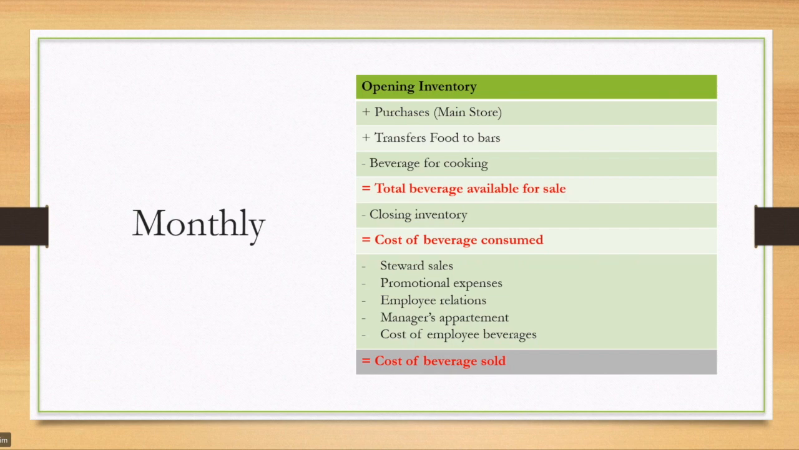So this is the same as we have had before in the food cost. This is what you do monthly. Purchases, transfer food from bars, for food outlets to bar outlets, beverages for cooking, which you minus, and then closing inventory, and then of course steward sales, promotional expenses, employee relations, and so on. That's what you also minus from the cost of beverages sold, because what you've consumed is not what you've sold in the end.